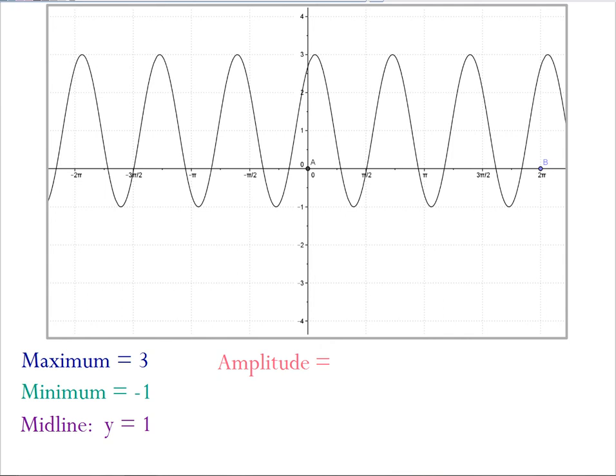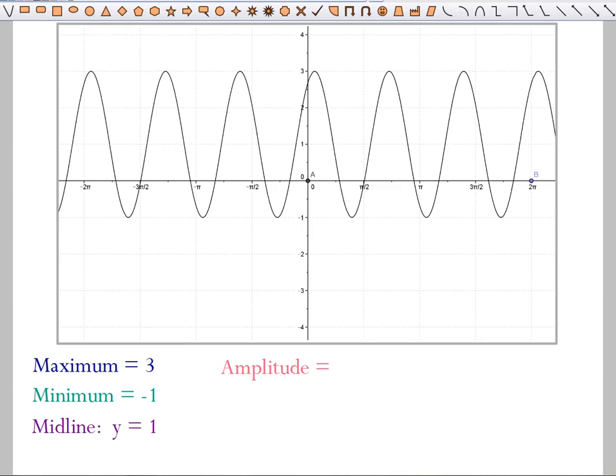The amplitude, let me draw this in, if our midline comes across this way, what's the distance between our midline and a maximum, or between the midline and a minimum? There is a distance of 2 between those, so our amplitude is 2.